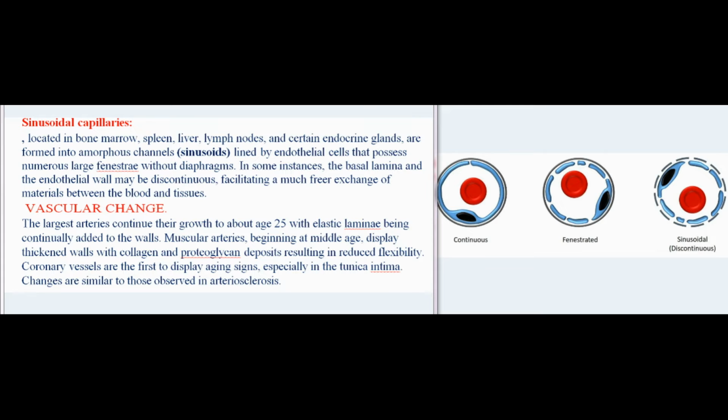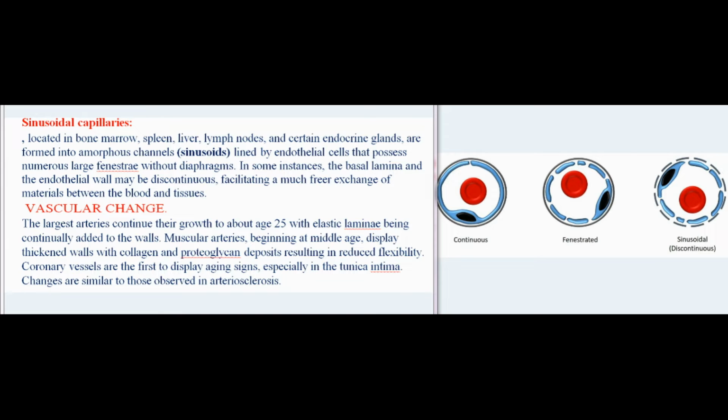Sinusoidal capillaries, located in bone marrow, spleen, liver, lymph nodes, and certain endocrine glands, are formed into amorphous channels, sinusoids, lined by endothelial cells that possess numerous large fenestrae without diaphragms. In some instances, the basal lamina and the endothelial wall may be discontinuous, facilitating a much freer exchange of materials between the blood and tissues.